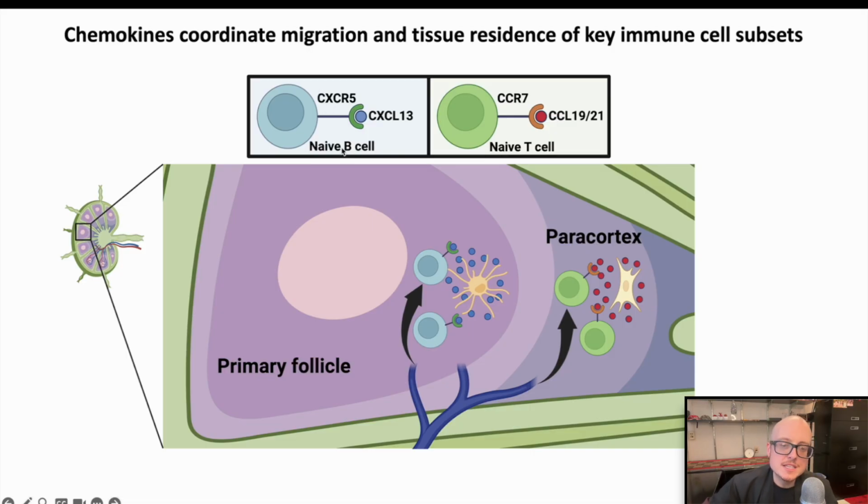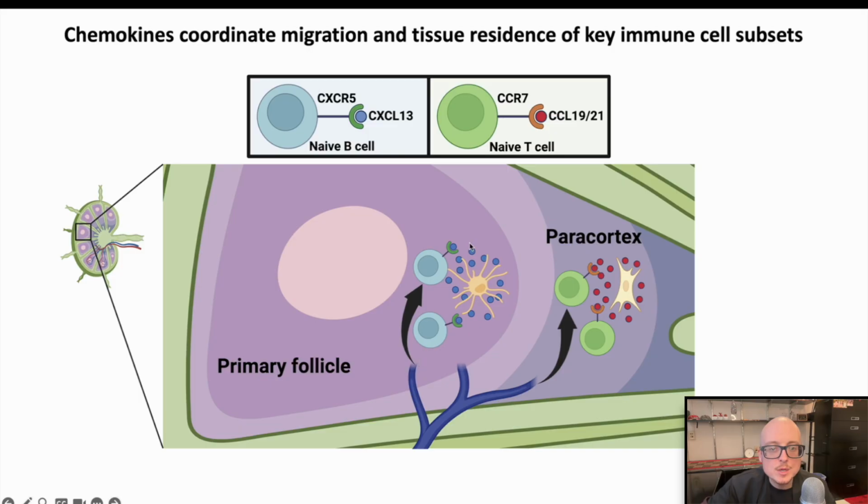So as a naive B cell is passing through a high endothelial venule, passing through the lymph node, it has a receptor that allows it to detect CXCL13 in its environment because it can bind to it. And as it starts to encounter CXCL13 that's emanating from these follicular dendritic cells, that's going to be a strong chemotactic cue for it to move towards the source of that chemokine. Ultimately, that's going to bring it into the primary follicle.